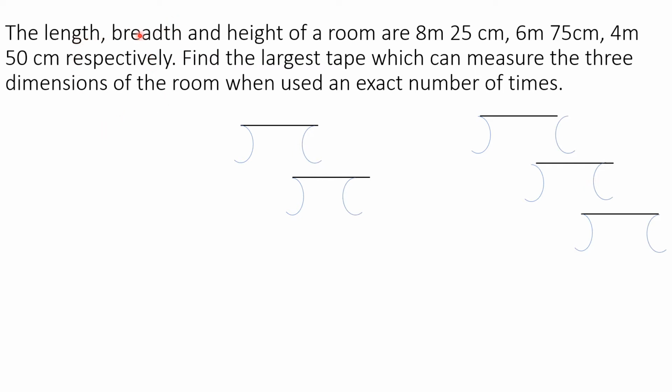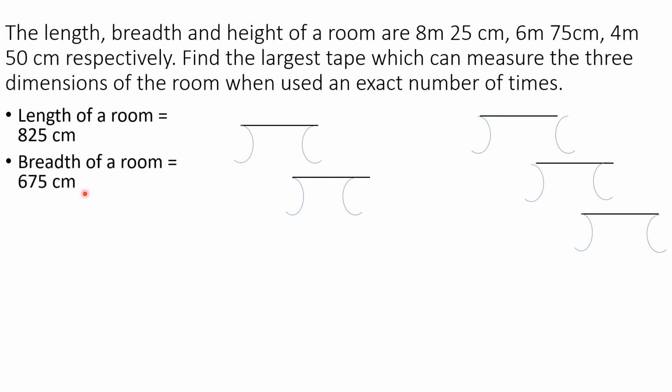For example, in this first line, we can identify that the length of a room, the breadth of a room, and the height of a room is given. But here it is 8 meter 25 centimeter. So just change it in one unit. You know that 1 meter equals 100 centimeter. It means 8 meter equals 800 centimeters. So total length in centimeter equals 825. So what we have: the length of a room 825 centimeter, the breadth of a room 675 centimeter, and the height of a room 450 centimeter.